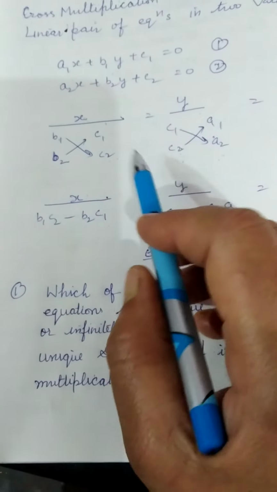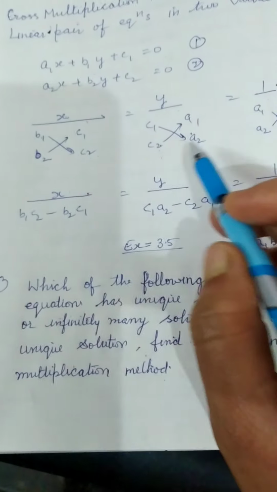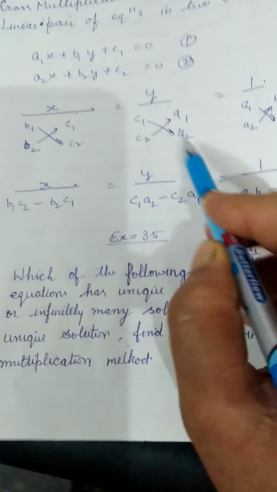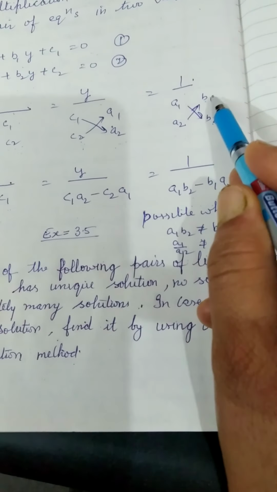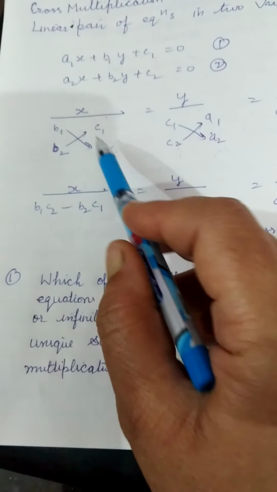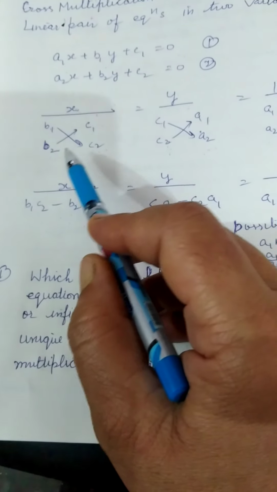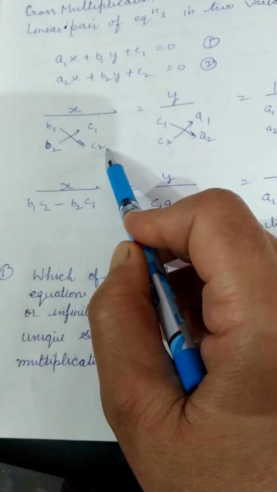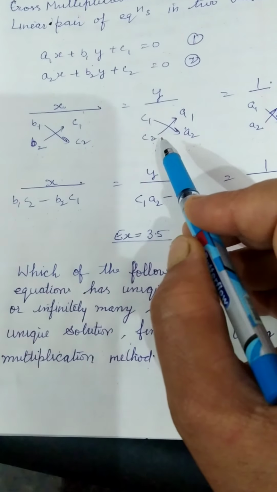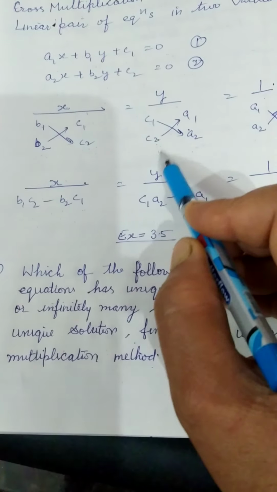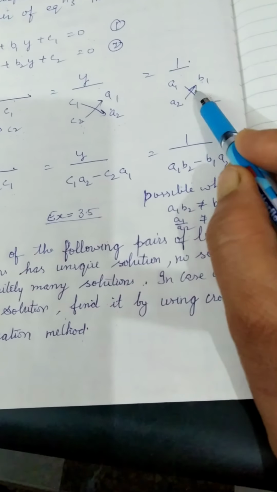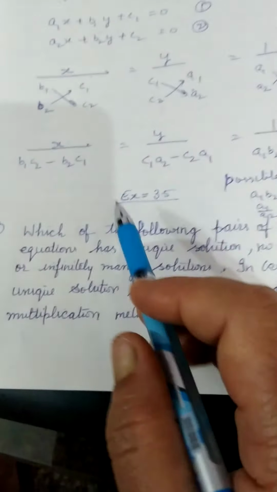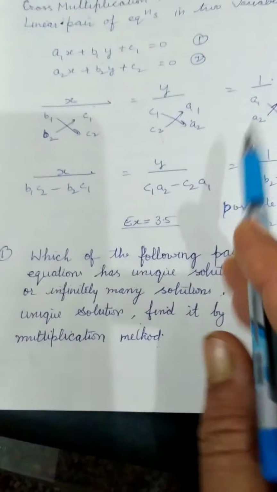Now x upon b1 c2 minus b2 c1, y upon c1 a2 minus c2 a1, equal to 1 upon a1 b2 minus a2 b1. It means multiply these two and subtract b2 c1 from the multiplication of these two. Then multiply these two and multiply these two. Then the multiplication of these two will be subtracted from the multiplication of these two. Again the multiplication of these two will be subtracted from the multiplication of these two. In this way we find the values of x and y.